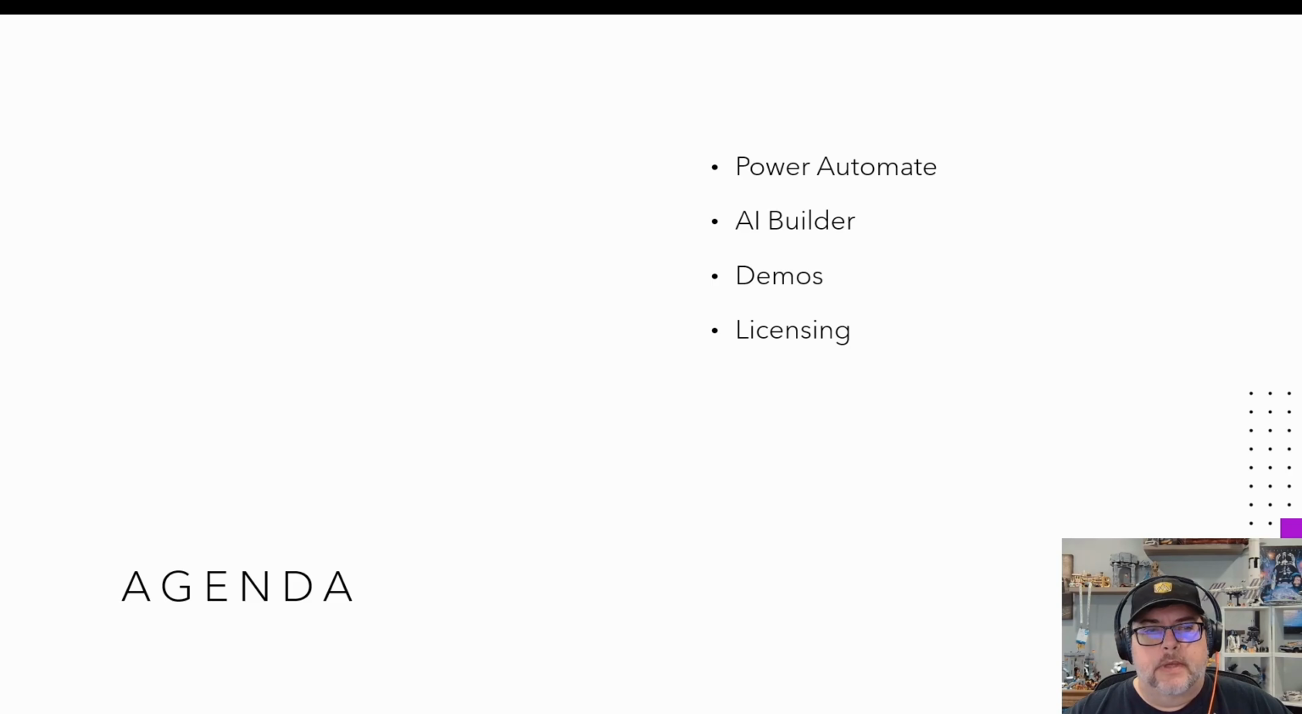So just a little bit about our agenda here. We're going to talk a little bit in general about what Power Automate is and what it's capable of, and then specifically about the AI Builder capabilities of Power Automate. Then we'll go through some demos, and at the very end, I'll talk a little bit about licensing, which is the never-ending complication of Microsoft.